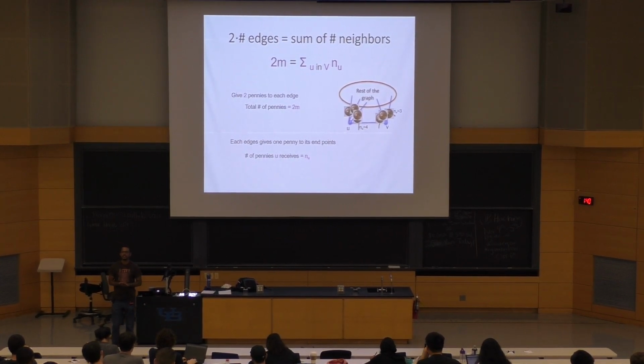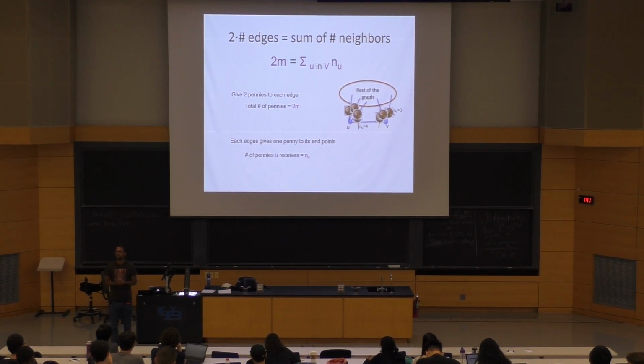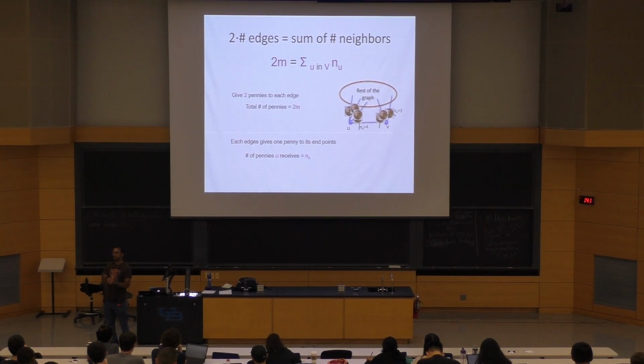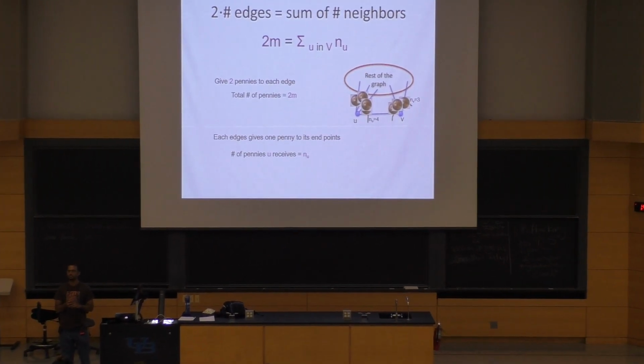All right, are there any questions on this proof, or anything we have seen so far? So is everyone okay with the identity that 2m is exactly equal to the sum of the number of neighbors of each vertex?